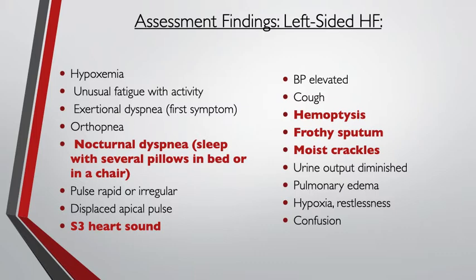They have a displaced apical pulse. They have an S3 heart sound. The blood pressure is elevated. They have a cough. They have hemoptysis with frothy sputum, moist or fine crackles. The urine output is diminished. It can progress into pulmonary edema. The patient can become hypoxic. They become restless and even confused. That's why it's important to assess the client's level of consciousness when they are experiencing heart failure.